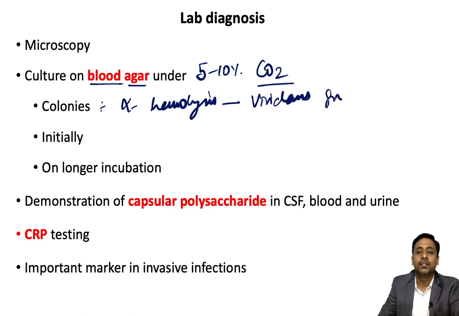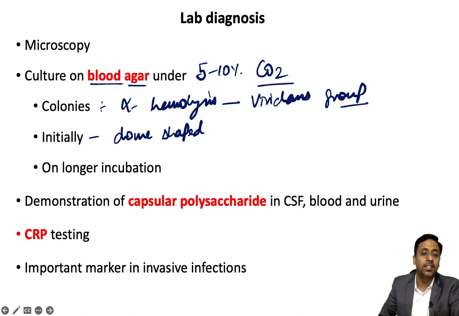Okay, and initially the colonies are dome shaped. But on longer incubation, what we can see is this dome shape will become flat and with raised edges. The edges will be raised and with central umbonation, that is centrally it will raise like this.